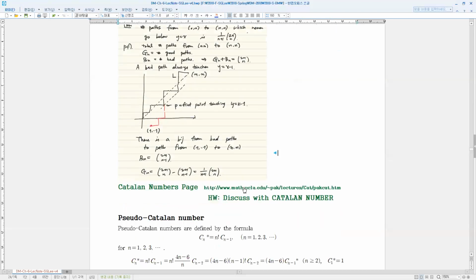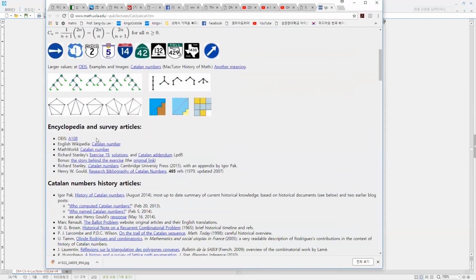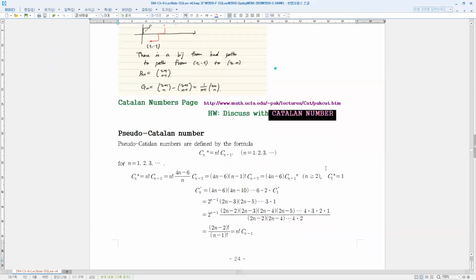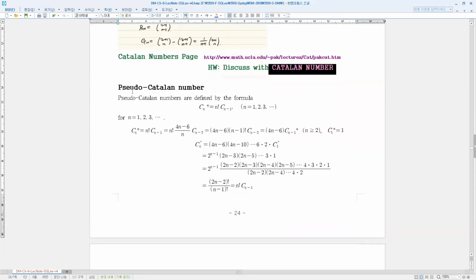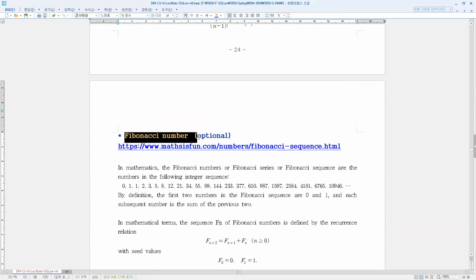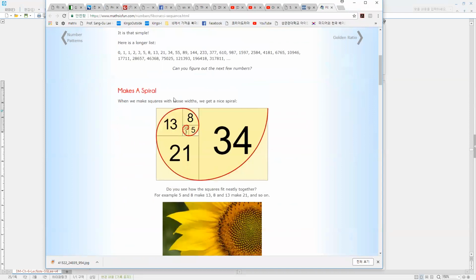Here is a Catalan number page at UCLA, and it has all the possible information you can look at. I expect you to discuss this interesting number in iCampus Q&A, and pseudo Catalan numbers can also be defined. The next thing is the Fibonacci number, which is optional, and there are lots of things we can talk about regarding Fibonacci numbers, as you know.